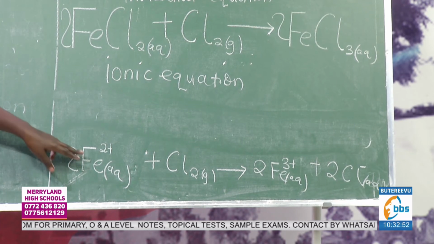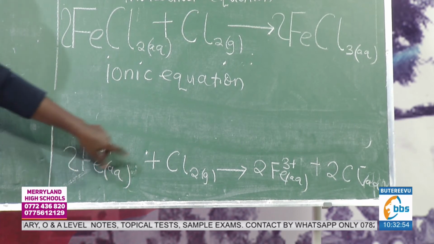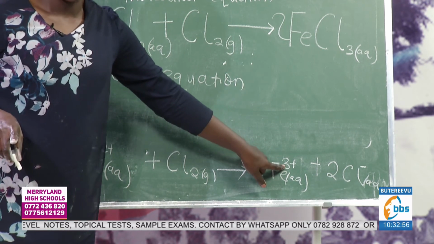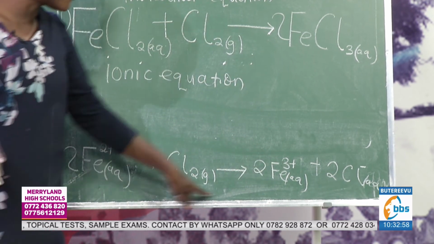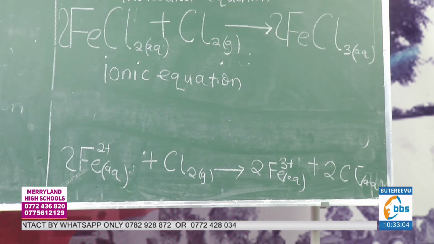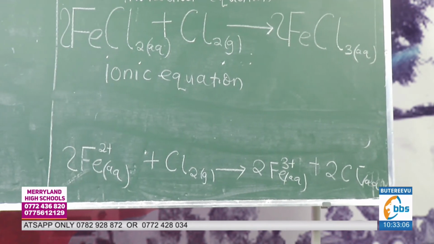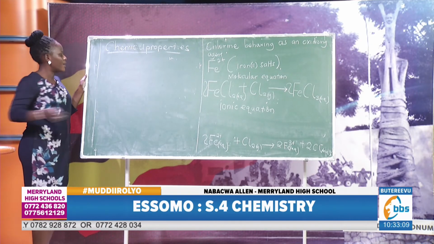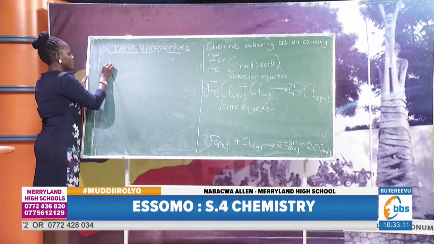Okay? Iron 2 has been oxidized to iron 3. Okay? Chlorine has been reduced to chloride ions. And one would ask that, Madam, now how do you know that it has been oxidized? Let me explain that very fast. Okay? We have iron 2.